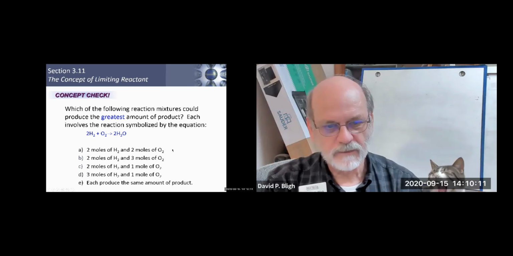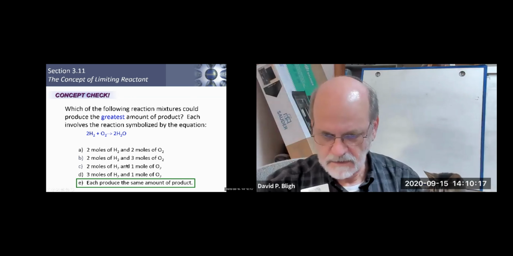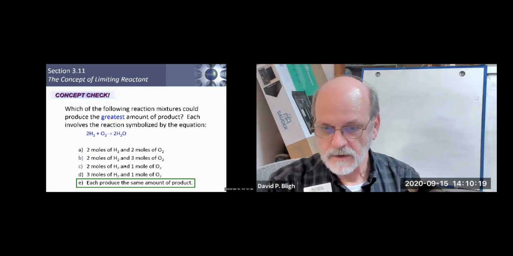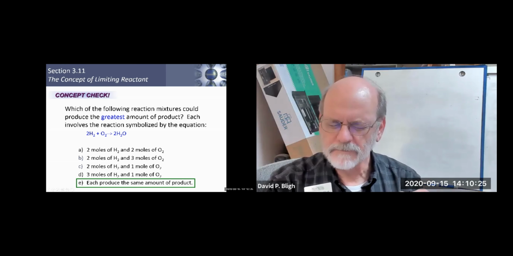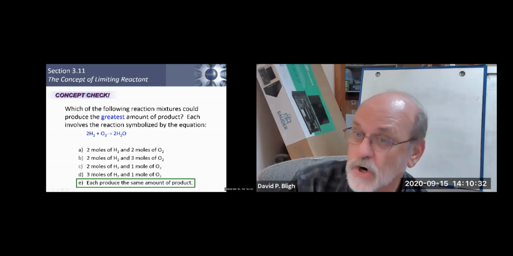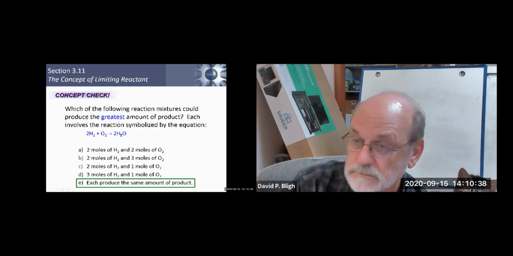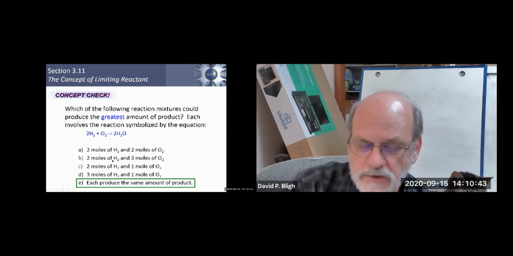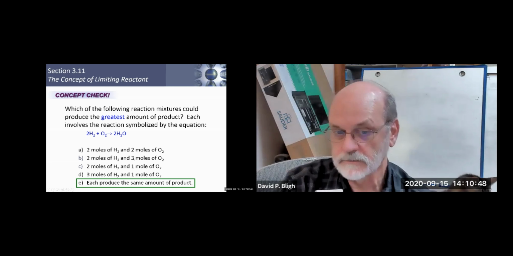Well, if you go through each one of these steps, you find out that for every occasion, they each produce the same amount of product. Why? Because with 2 moles of hydrogen in the first example, the limiting reactant determines how much product can be produced. So 2 moles of hydrogen produces 2 moles of water. Doesn't matter how much oxygen, once you're in excess. Here, 2 moles of hydrogen produce 2 moles of water because we have even more excess oxygen.